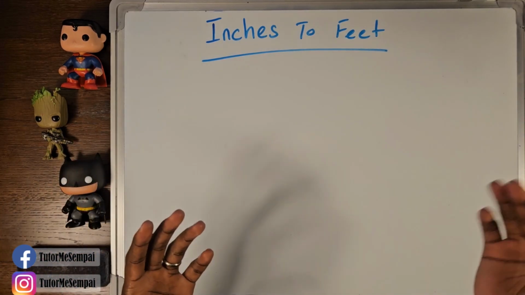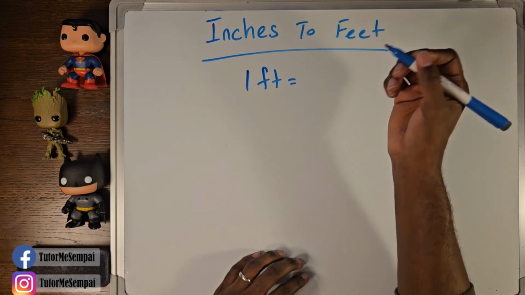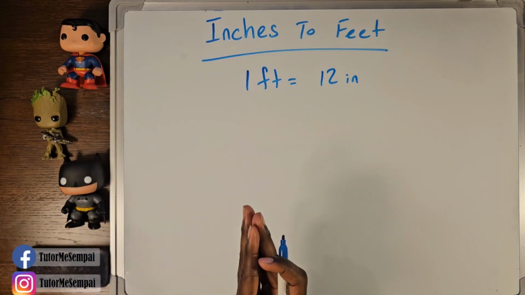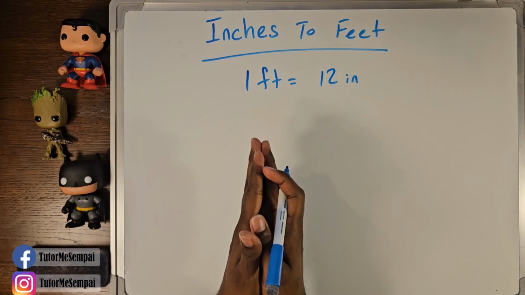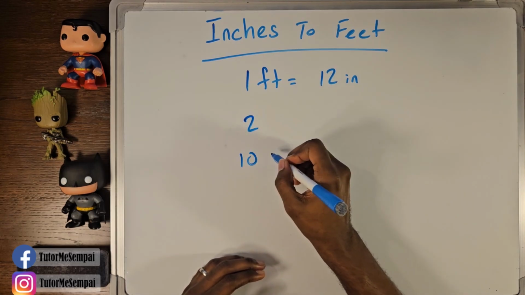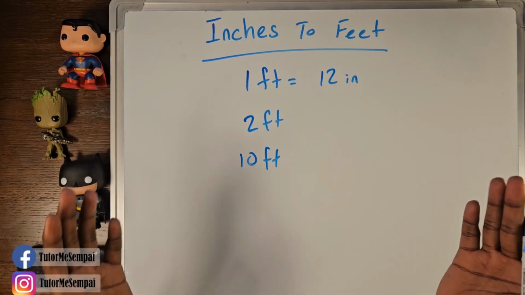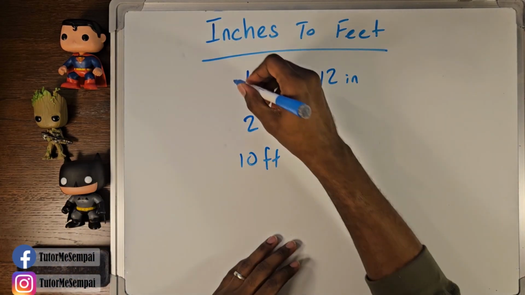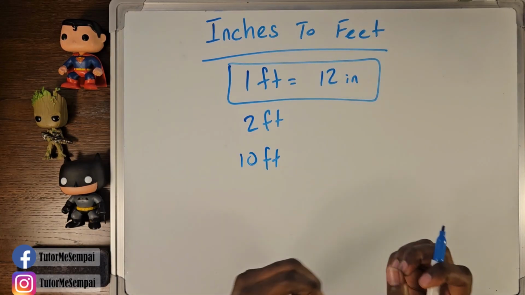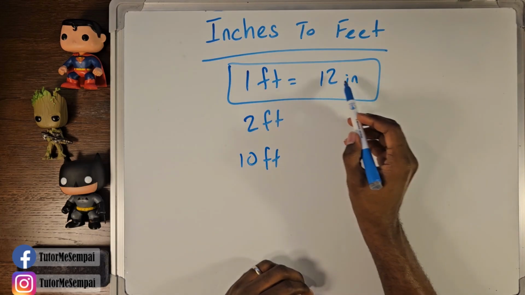Now this is most likely going to be given to you. So you have 1 foot equals 12 inches. Now you may be thinking, why do we need to know how many inches are in 1 foot? Well, you can do 2 feet, you can do 10 feet. If you knew how many inches were in all of these, it would still work. It's just that it's so much simpler. All of our math gets so much simpler, way easier, if we start with this.